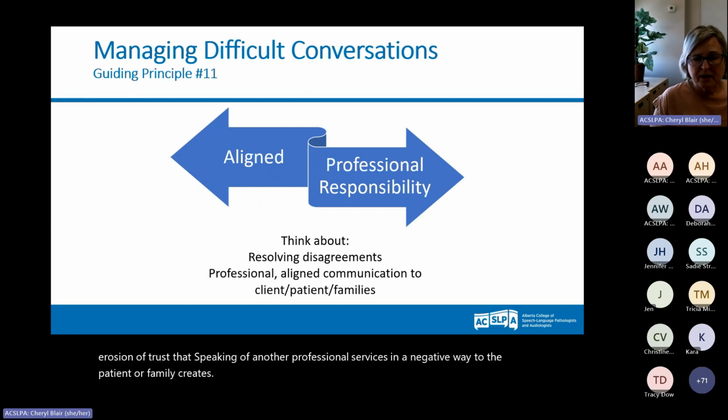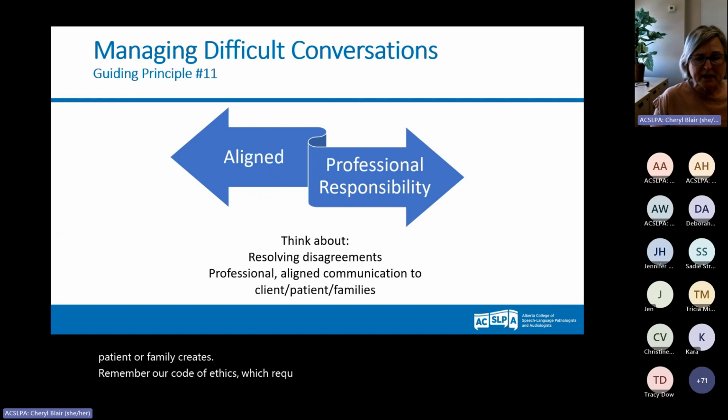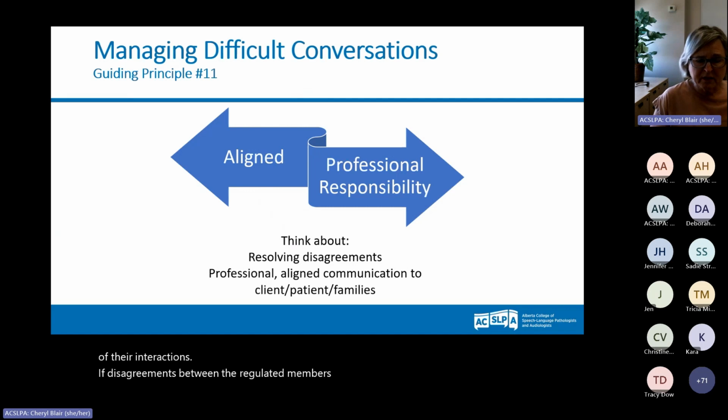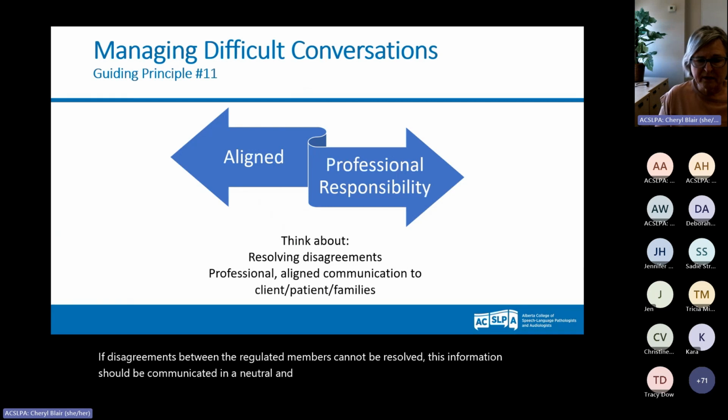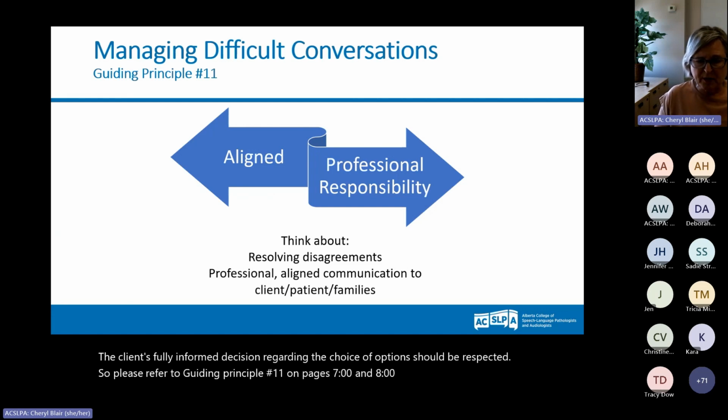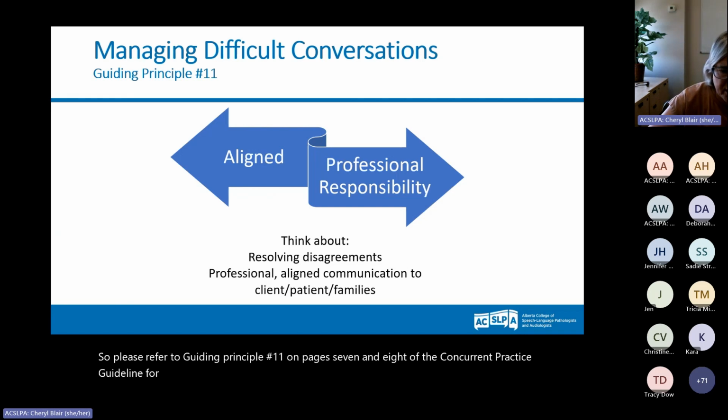Remember our code of ethics, which requires that regulated members will maintain respectful relations with colleagues and other professionals and exhibit professionalism in all of their interactions. If disagreements between the regulated members cannot be resolved, this information should be communicated in a neutral and respectful manner to the client and options provided. The client's fully informed decision regarding their choice of options should be respected. So please refer to guiding principle number 11 on pages 7 and 8 of the Concurrent Practice Guideline for a more complete list of what to do in the case of an unresolved disagreement.